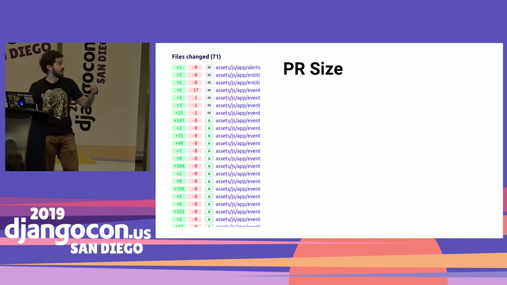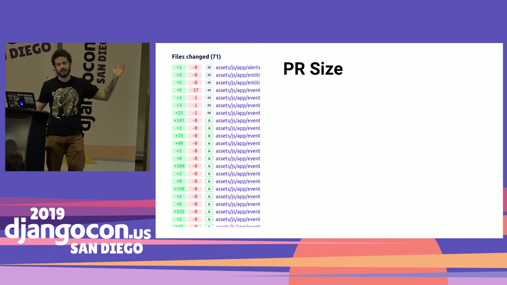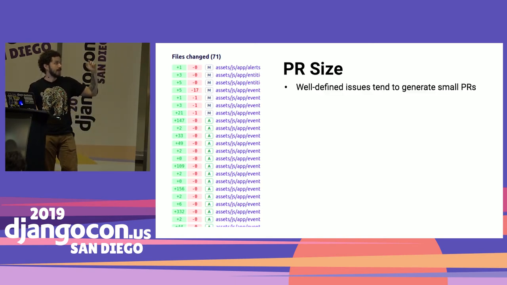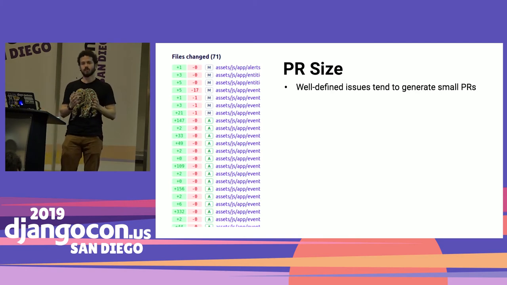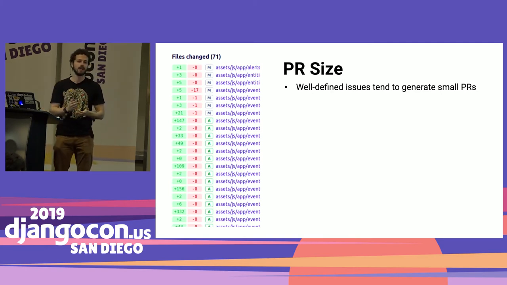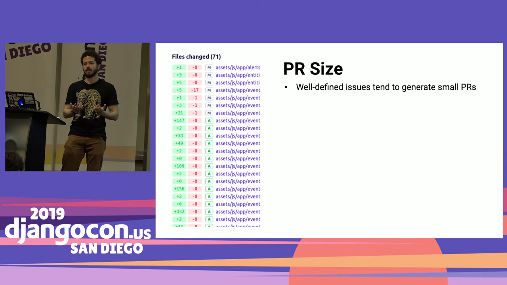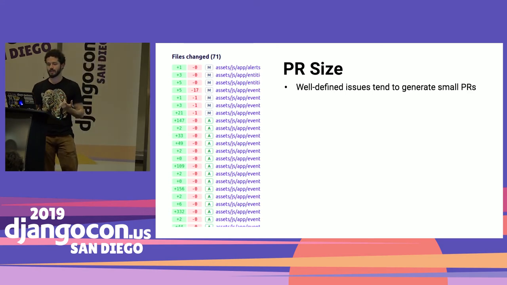So if you look at this image right here, this is a PR with 71 files that have been changed. And well-defined issues, when you're creating the issues for your sprint or for your backlog. If you have well-defined issues, usually they're well broken down, they tend to generate smaller PRs. So that's something that's not just up to the developer who's doing the change, but also for the people who are actually managing how the issues are going to be distributed.